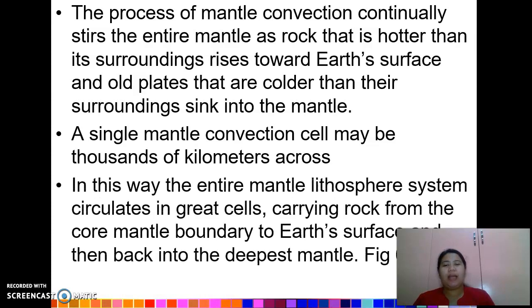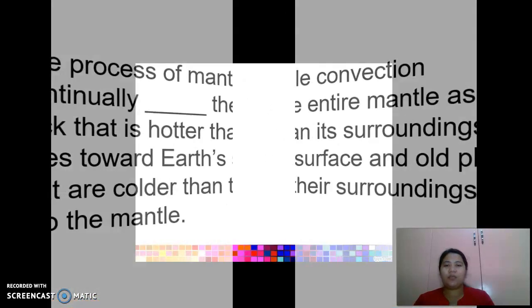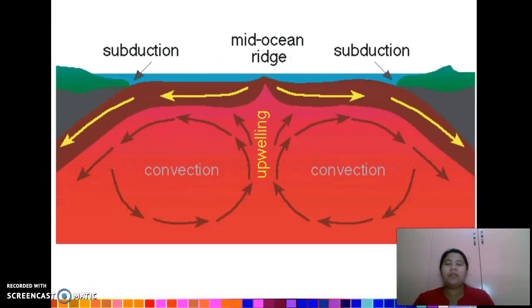In this way, the entire mantle lithosphere system circulates in great cells, carrying rock from the core mantle boundary to Earth's surface, and then back into the deepest mantle as shown on figure 6.9. So let's go to figure 6.9. So this one is a convection cell.